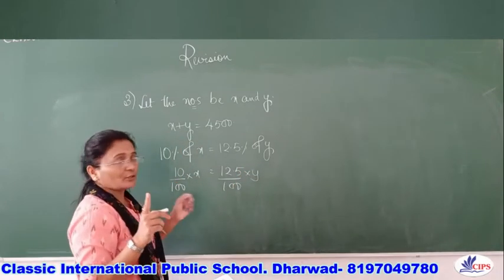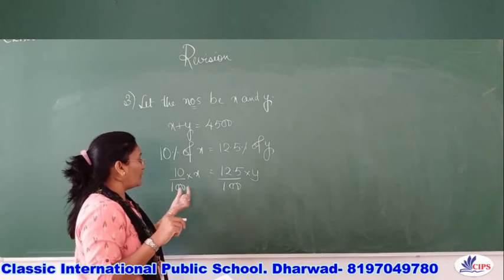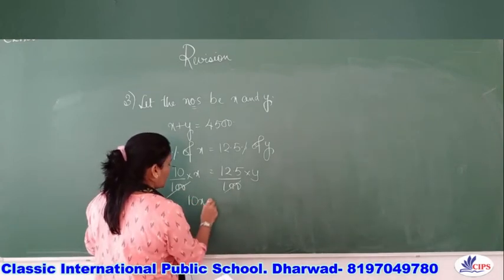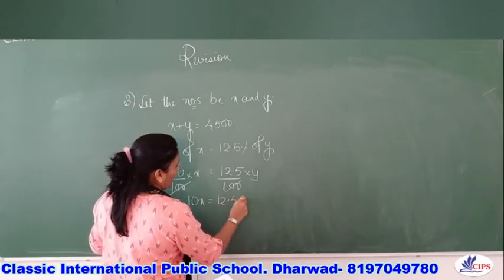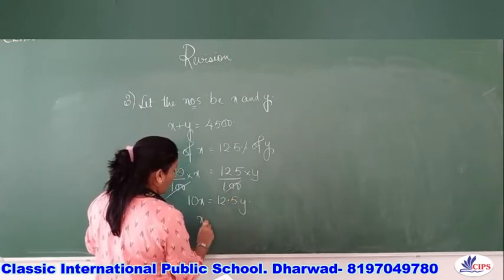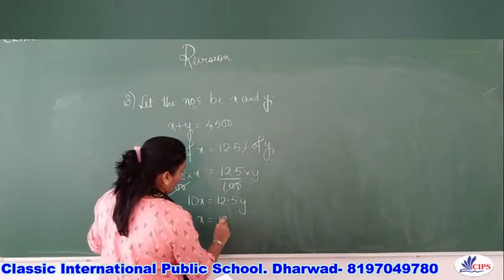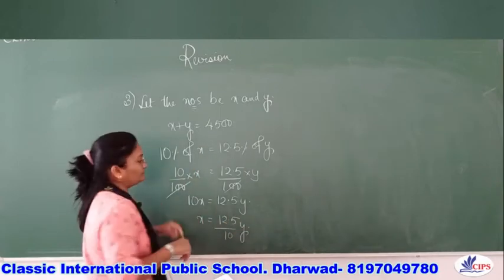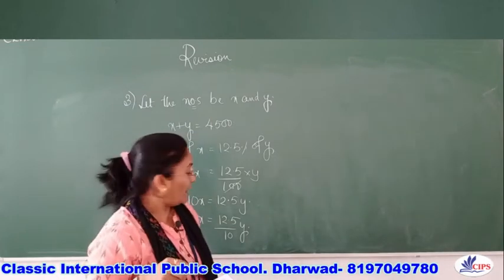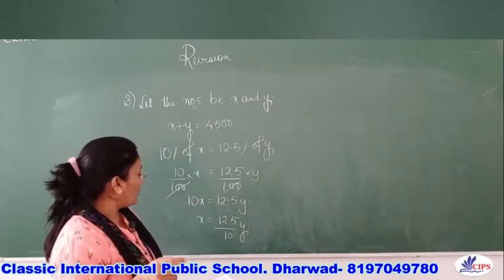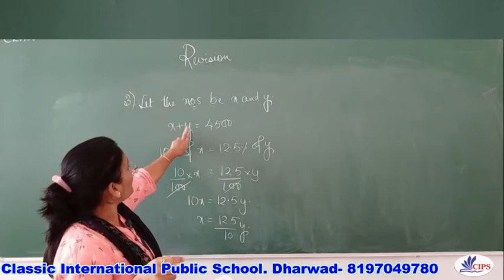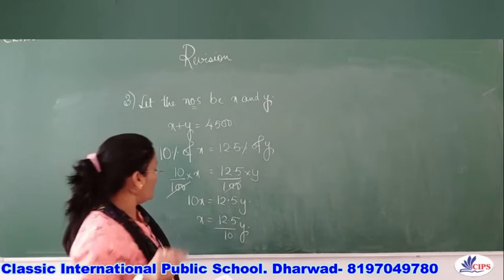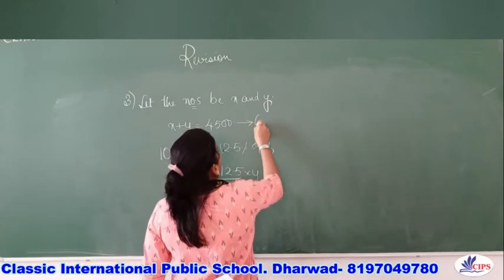So you know the cancellation law, when you have got equal to and when you have got the same denominators you can cancel it. So here we have got 10x is equal to 12.5y. So what will be our value of x? x is equal to 12.5 by 10 into y. So we have got the value of x. As I have told, x plus y is 4500. Now let us substitute the value of x into that equation. So we will take this as equation number 1.